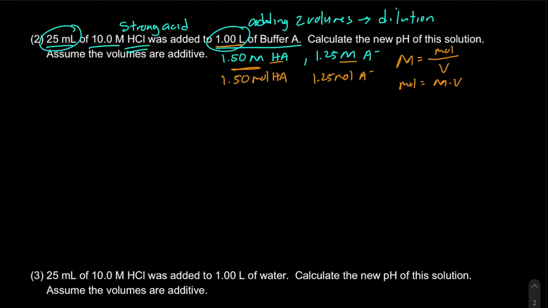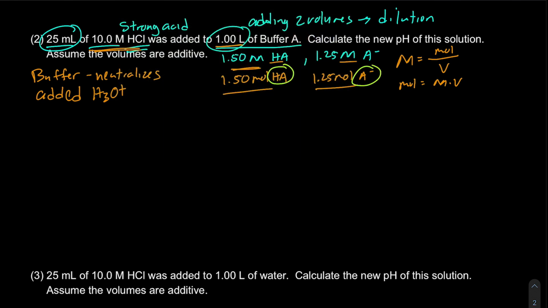So now, even though we've added some volume to our solution, we're not going to change the moles of acid or moles of conjugate base unless we think of a reaction happening, which we're going to look at now. So again, now we have the moles of these, and we're going to remind ourselves that one of the ways that a buffer works is it neutralizes the added, in this case, because we're looking at an acid, H3O plus. And we think back to the fact that we have a pretty good amount of acid and a pretty good amount of its conjugate base.